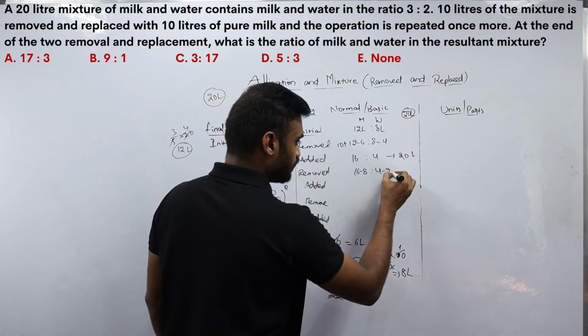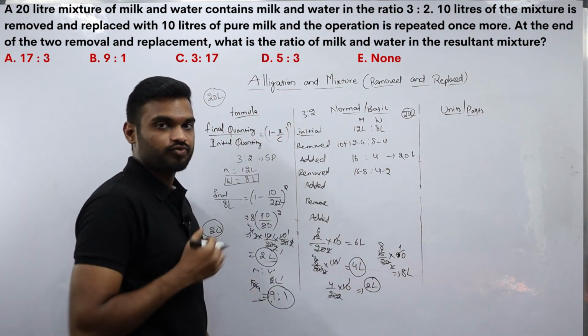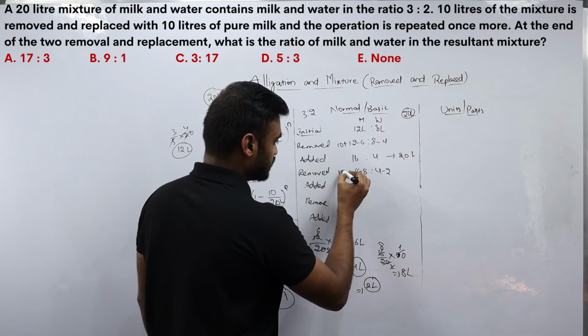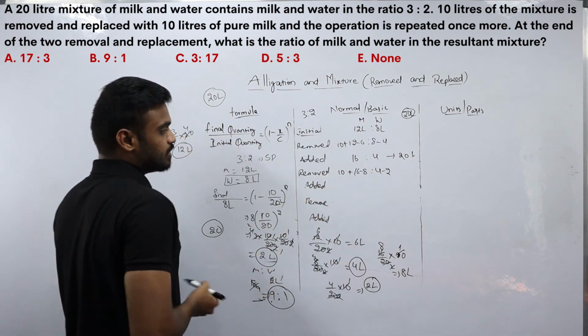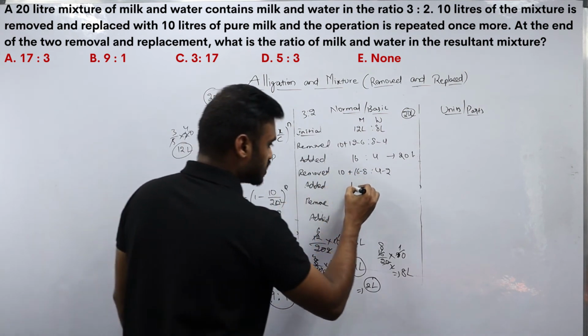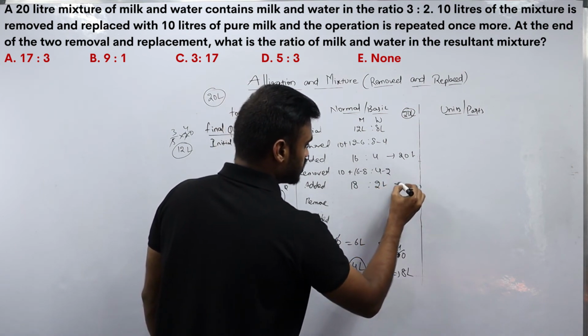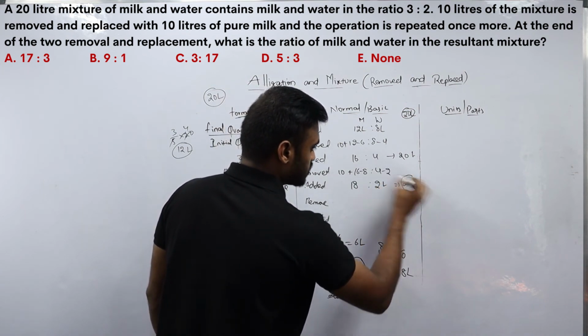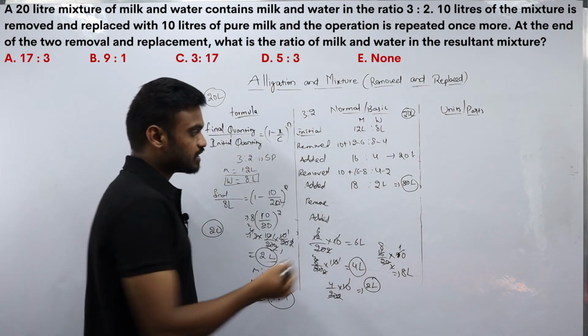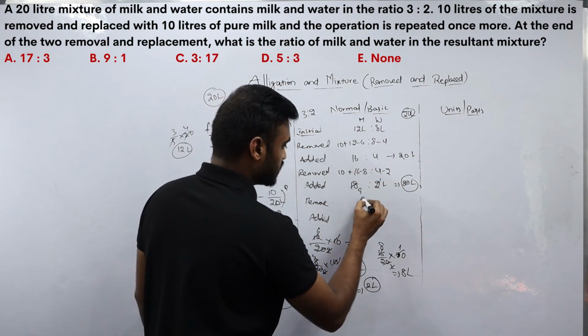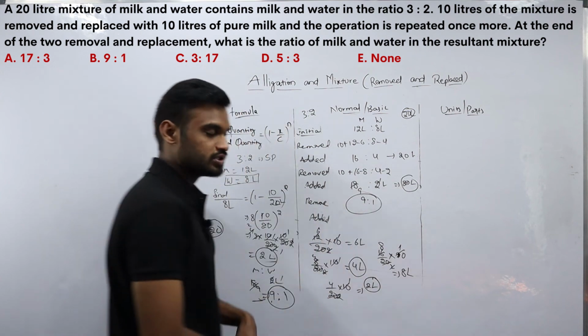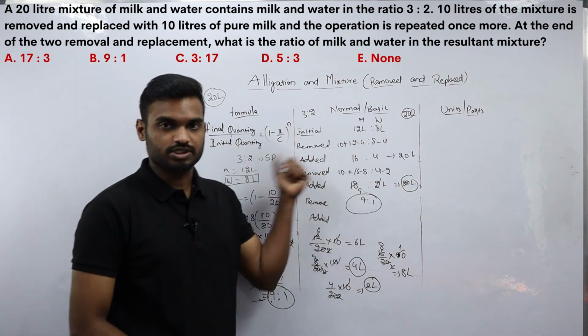Okay, 4 minus 2. Now we are replacing the same quantity of milk here. So plus 10. So we will get 16 minus 8 will be 8 plus 10, 18 liters of milk and 2 liters of water, equal to 20 liters of total mixture. Okay, now what is the final ratio? 2 ones 2, 2 nines 18, that is 9:1. Okay, this is the ratio of milk and water in the final mixture.